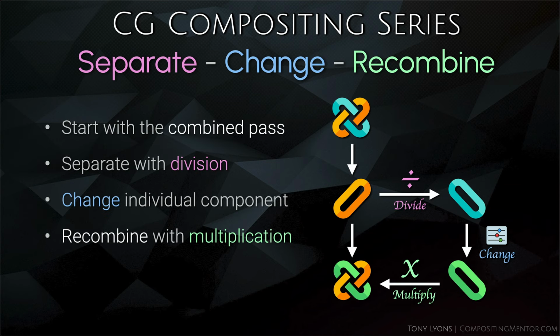So our workflow here using multiply and divide is going to be to separate, change, and recombine. We're going to start with the combined pass, like diffuse. We're separating with division, so it's splitting these apart. Then we're going to change the individual components. So here I just have a little graphic. I'm changing blue to green. And then we're going to multiply it to bring it back and fuse it back together. Separate with division, change, and recombine with multiplication.